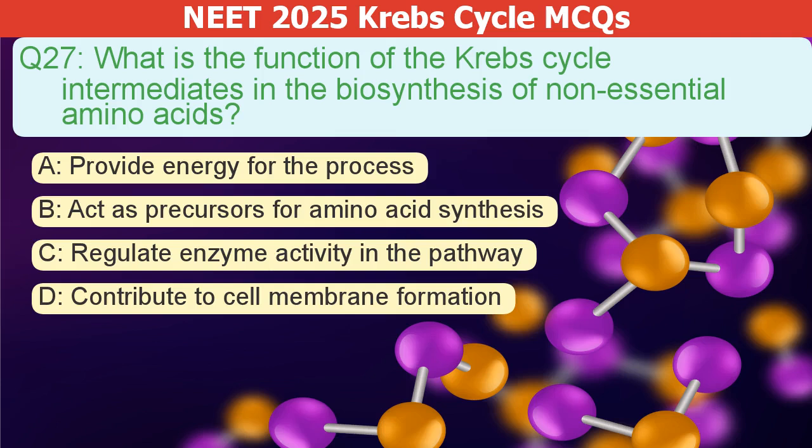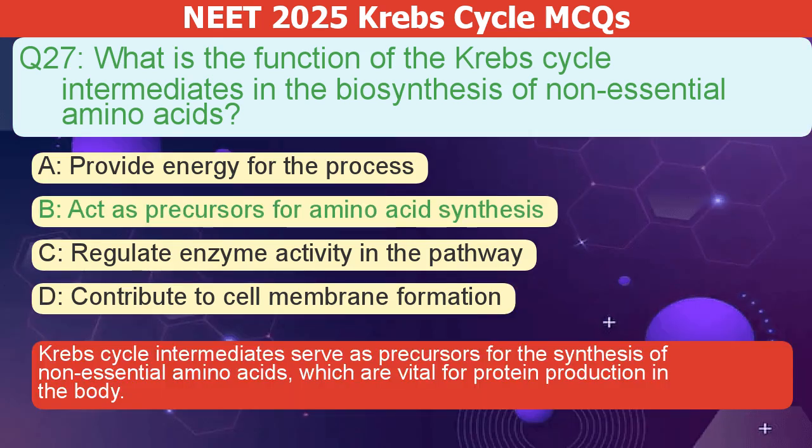What is the function of Krebs cycle intermediates in making non-essential amino acids? A. They provide energy for the process. B. They act as building blocks for amino acid synthesis. C. They regulate enzymes in the pathway. D. They contribute to cell membrane formation. The correct answer is B. Krebs cycle intermediates serve as precursors for the synthesis of non-essential amino acids, which are vital for protein production in the body.